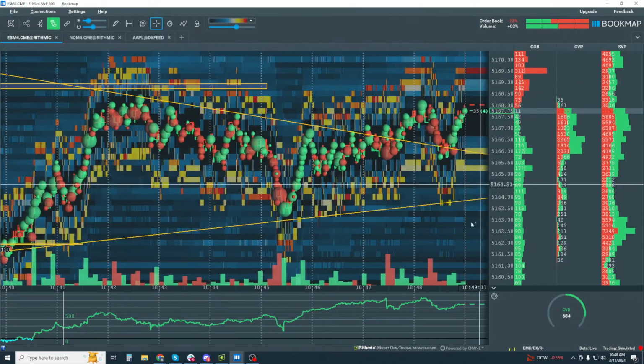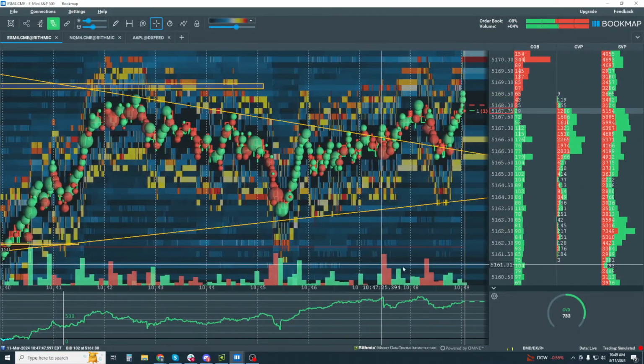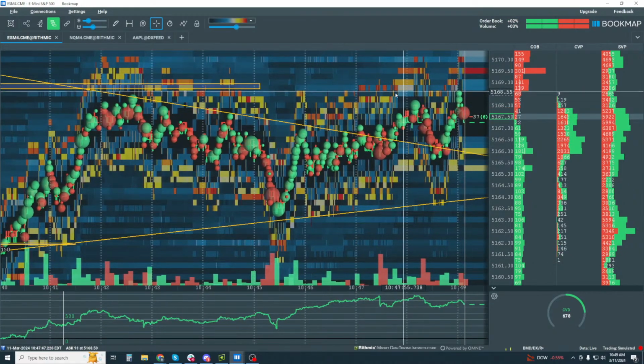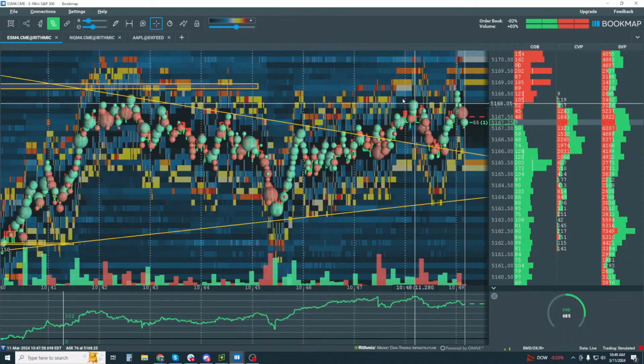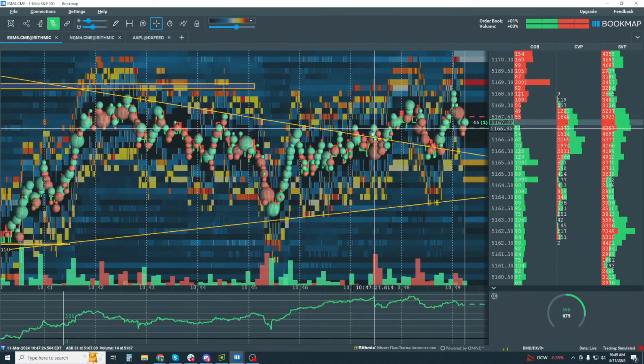Let's see if they can do it now. Now look at this battle. See the battle here? We don't really know who's going to win. There's buyers and sellers in here. Okay, so it's not giving us too much clarity here. So the selling picked up.